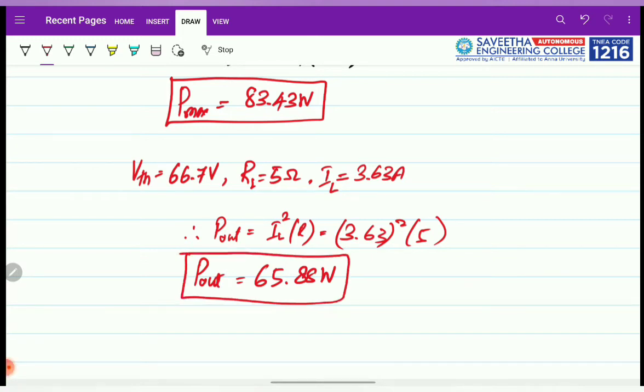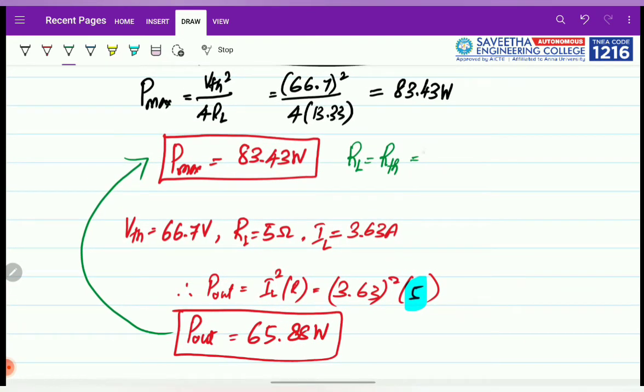So if I keep changing my value of load resistance, I would be able to get different power values, but from that I can infer that the maximum value of the power can be obtained only when my RL value is equal to RTH. That is, only when this RL value is equal to 13.3 ohms. In any other case the power will be less than 83.43 for any value of RL except 13.33, either if you increase the value or you decrease the value.